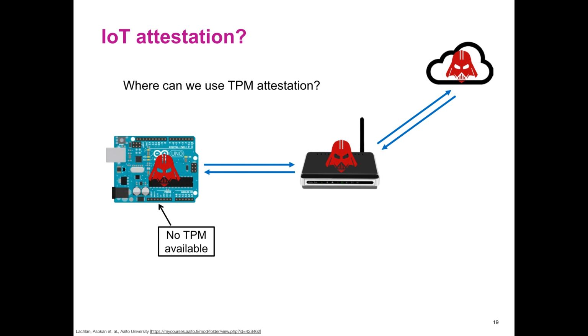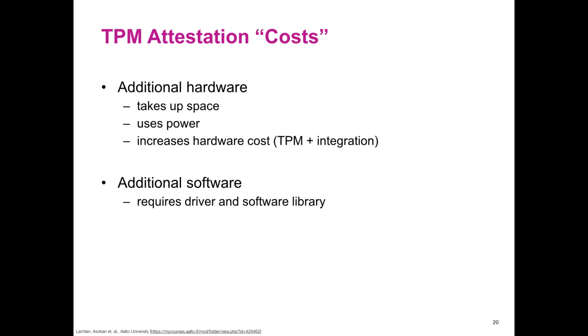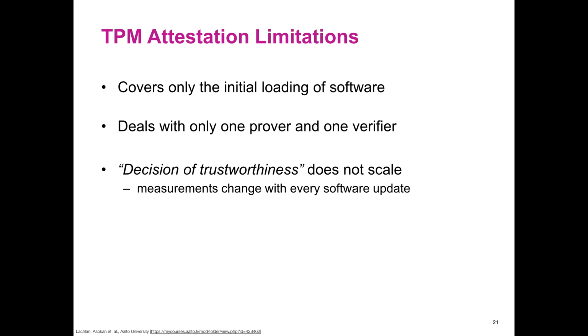TPM-based attestation, while it works, has all these issues, right? It doesn't work for devices where we don't have TPMs. We have the cost issue, and then there is another issue which I alluded to earlier. It only covers the initial loading of the software. So TPM attestation is only proving that you have loaded the right software. It doesn't deal with a subsequent compromise of that thing for a variety of reasons.